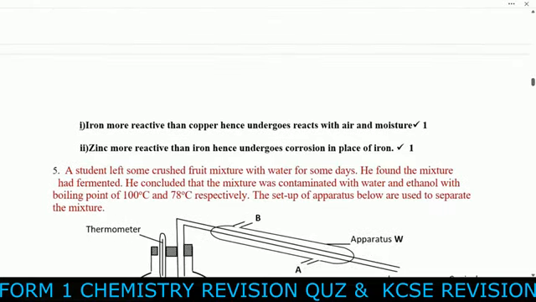Iron is more reactive than copper, hence undergoes reaction with air and moisture. Zinc is more reactive than iron, hence undergoes corrosion in place of iron.